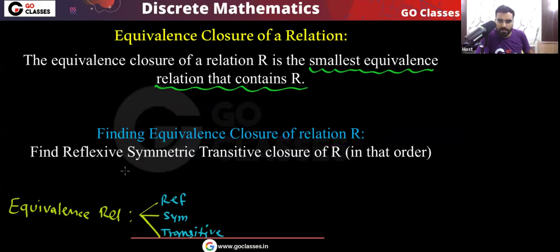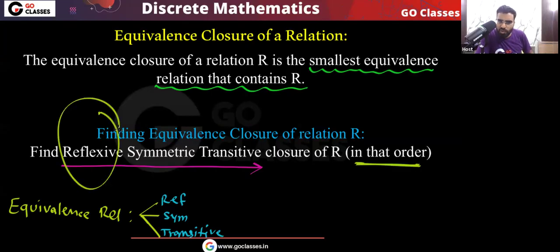So for the given relation R, to find the equivalence closure, first you find reflexive closure, then you find symmetric closure, then you find transitive closure, in that order. Remember, to find the equivalence closure of R, you find reflexive, symmetric, transitive closure of R. Is this clear? Means for the relation R, first you find reflexive closure, then you find symmetric closure, then on top of that you find the transitive closure.